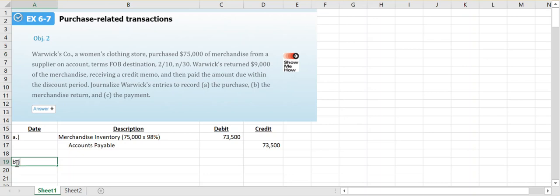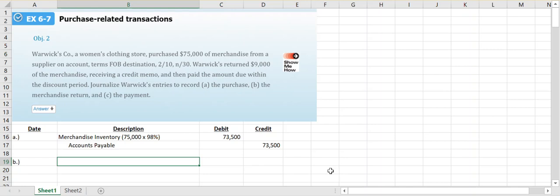It also tells us that we returned $9,000 of merchandise, receiving a credit memo, and then we paid the amount due within that 10-day discount period. So in part B, they want us to record the merchandise that we've returned. Think about what happens when you go to a store and return something. One of the first things that sales associate is going to ask for is your receipt. They want to know, A, did you actually purchase it? B, how much did you pay for it? And C, how did you pay for it?